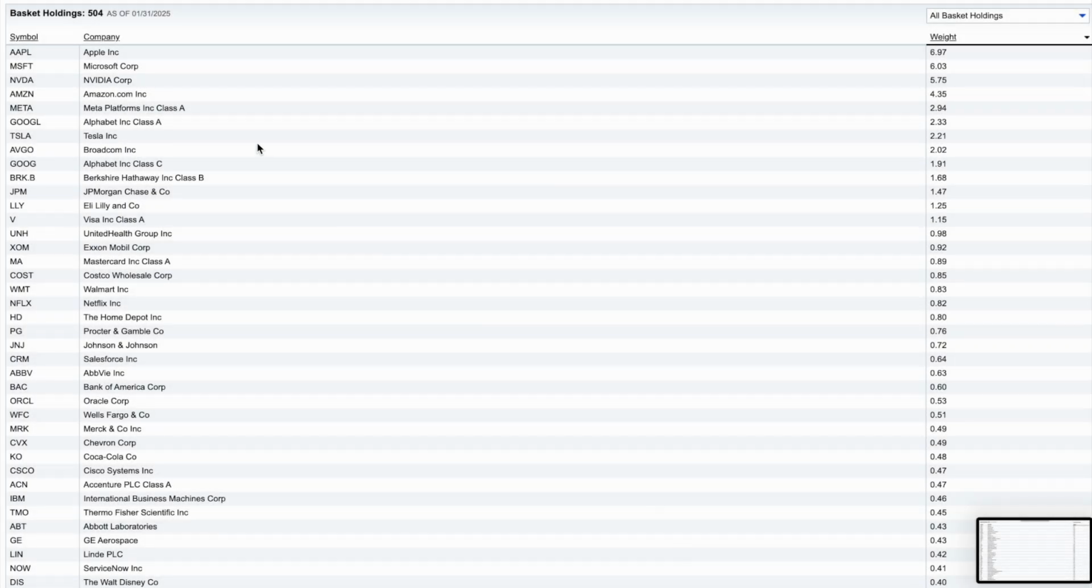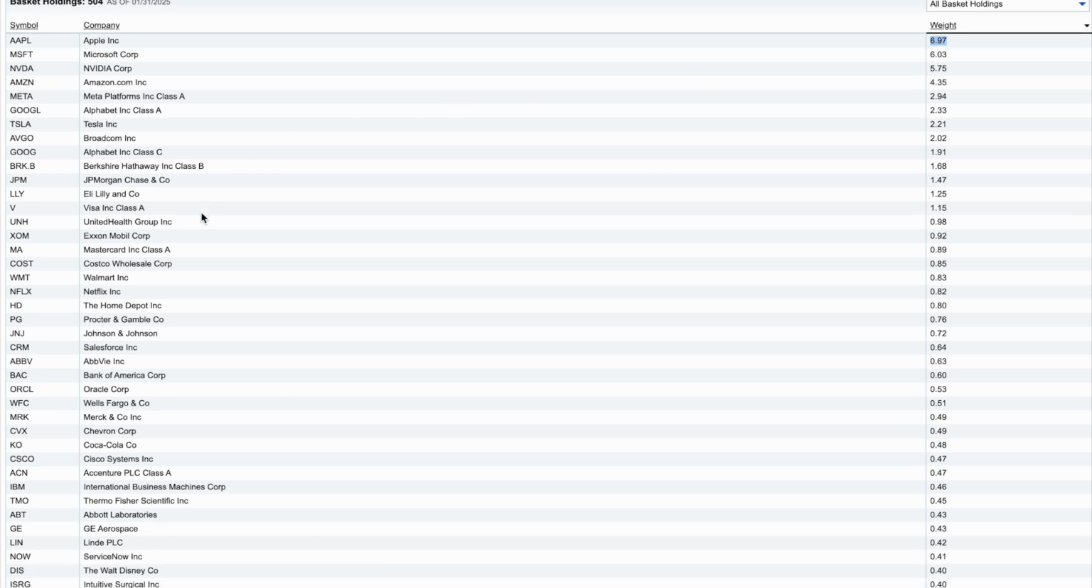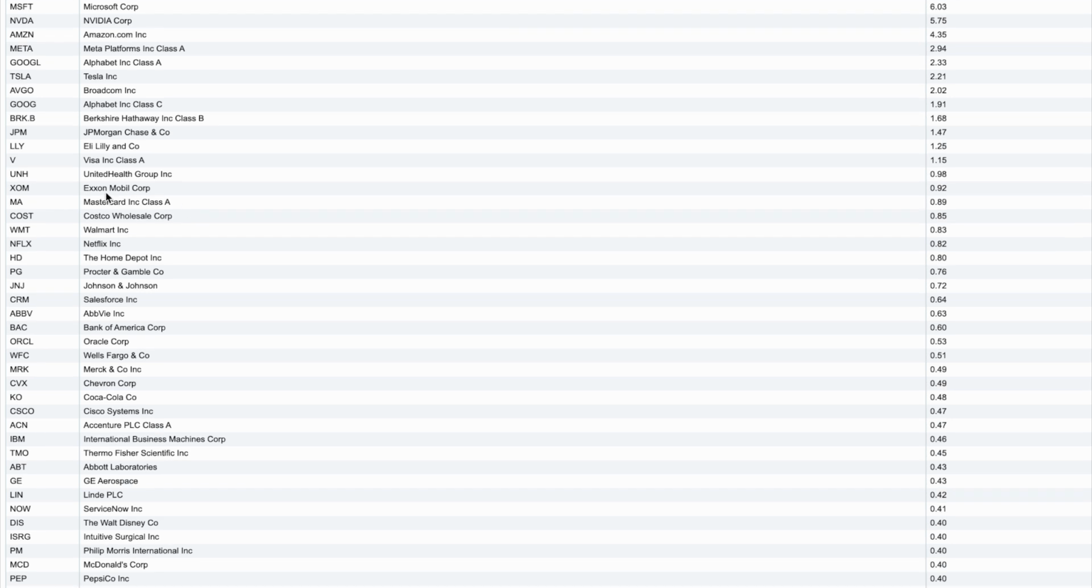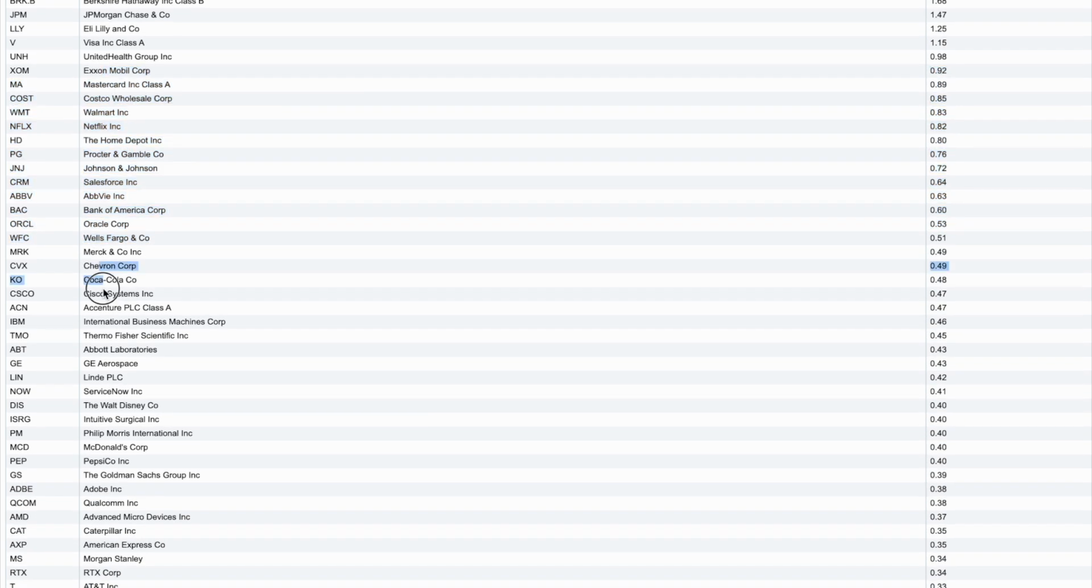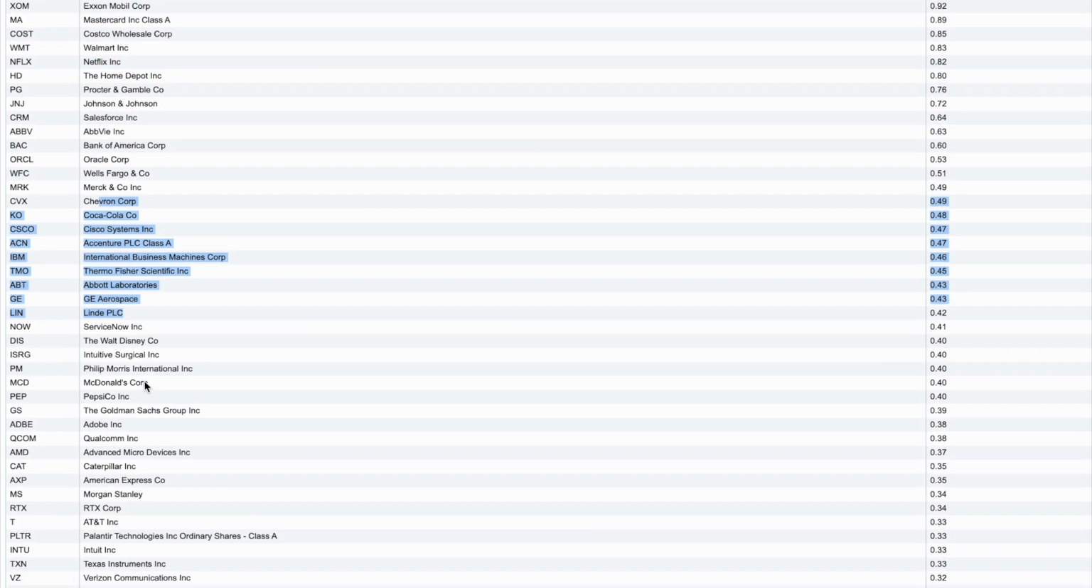Now I just want to take a minute to show you the basket holdings of the S&P 500. I'll scroll through, but definitely feel free to take a screenshot. These are all of the companies and their weighted allocation to the fund. So Apple makes up almost 7% of this fund. But as you keep going down, you can see you have ExxonMobil, you have Costco, MasterCard, Walmart, Netflix, Home Depot. These are all companies I'm sure you've heard of before. Merck, Coca-Cola, Cisco, and the list goes on and on.